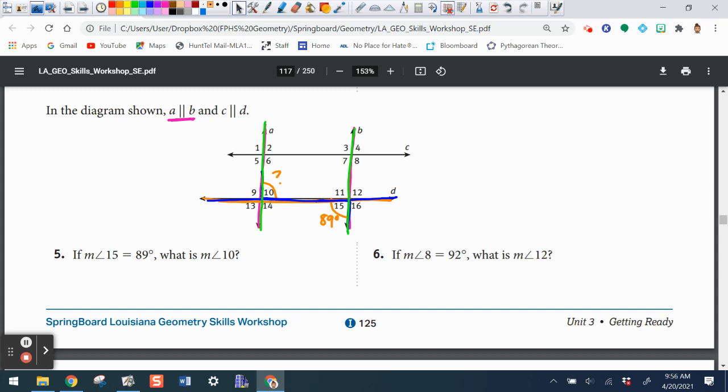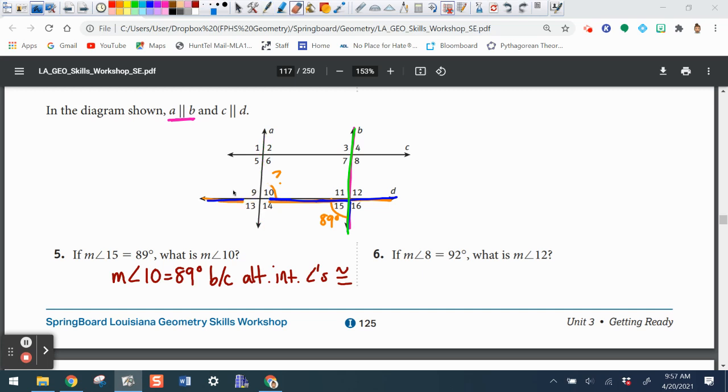So since angle 10 and angle 15 are alternate interior angles, if the two lines that intersect the transversal are parallel, then the alternate interior angles are congruent. So if the measure of angle 15 is 89 degrees, then the measure of angle 10 is also 89 degrees. Now, they don't ask us to justify our answer, but it won't hurt here because alternate interior angles are congruent. So let's move on to item 6.